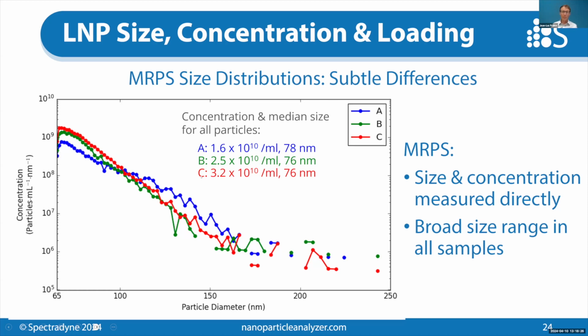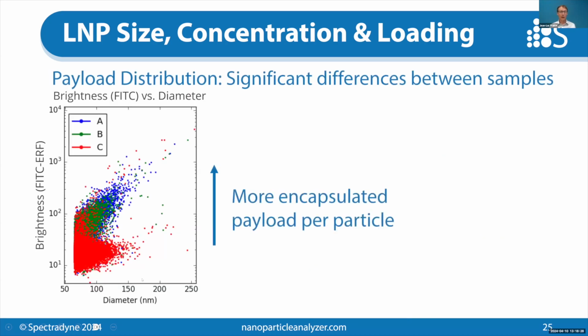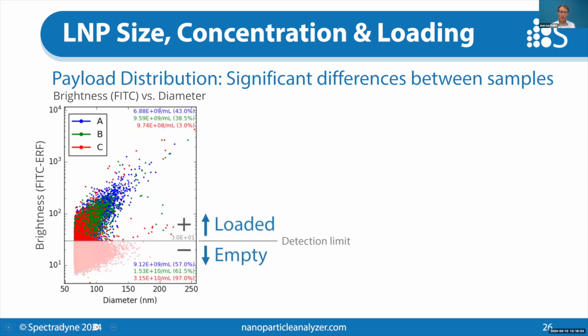The story gets a lot more interesting when we look at the fluorescence, though. Now we're looking at a scatter plot that shows the brightness on the y-axis for every particle. Each dot represents a particle that's being detected, versus true particle diameter measured on the ARC for these three different formulations. Here we can see very strongly that formulation C has a lot less incorporated payload than formulations B or A. We have a detection limit on the instrument like any other technology, and so we distinguish between fluorescent positive and fluorescent negative samples here. We'll look at a lot of data that looks like this today.